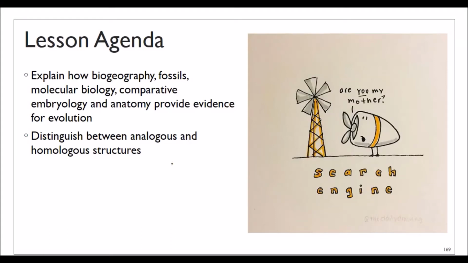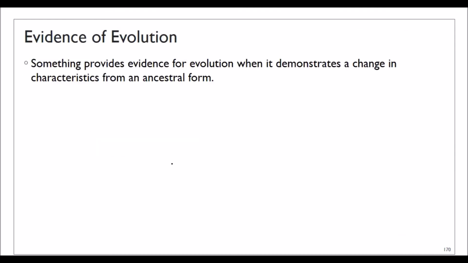Welcome back everyone. So in this video, I will be introducing you to the different types of evidence for evolution. Now, essentially, evidence of evolution is pretty much anything that can demonstrate a change in characteristics of an organism, a species from the ancestors. So anything that demonstrates a change over time can be considered evidence of evolution. The first type of evidence is fossil record.